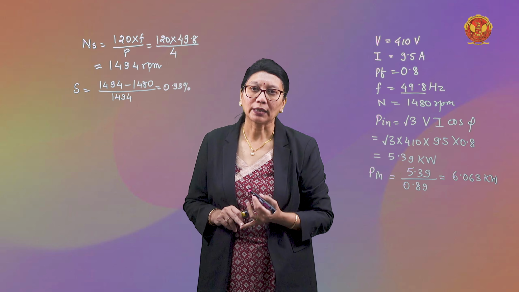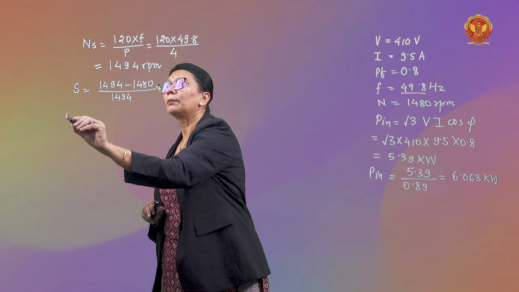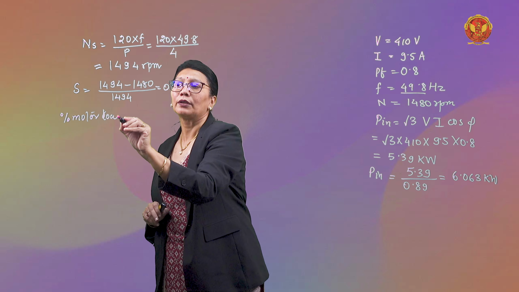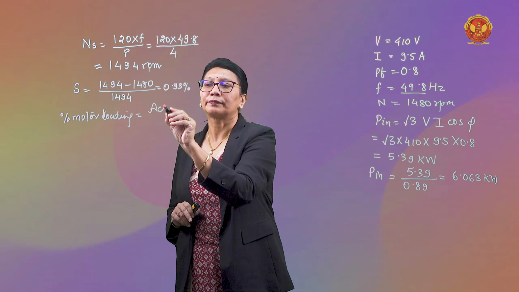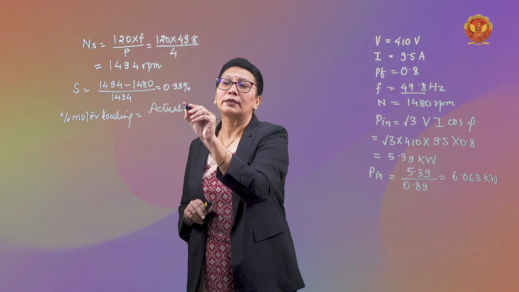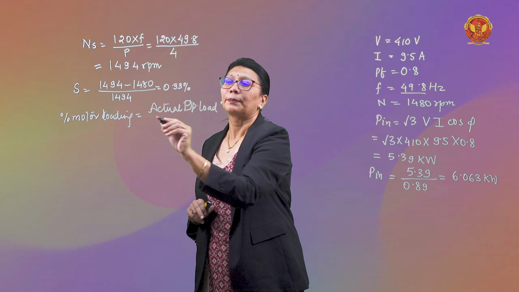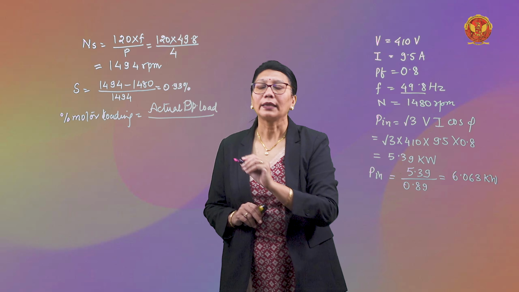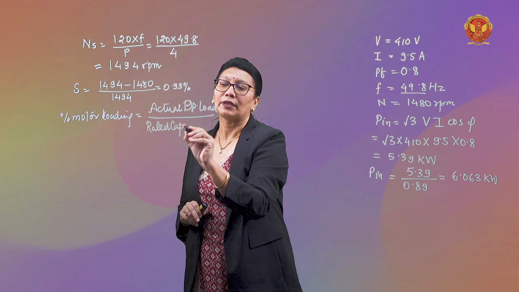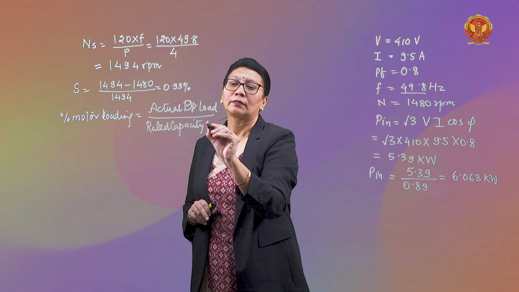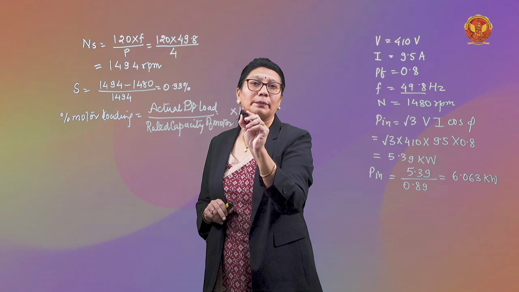And now what is required? Third term we have to calculate percentage motor loading. Percentage motor loading is given by equation, and equation of motor loading is say actual operating load that we have calculated divided by rated capacity of motor that we are already given, and it is as in percentage we have to multiply it by 100.